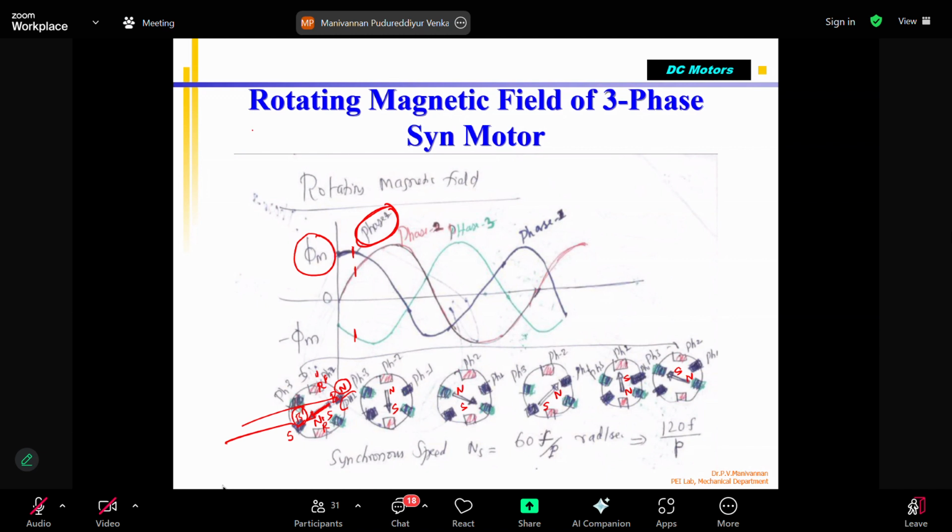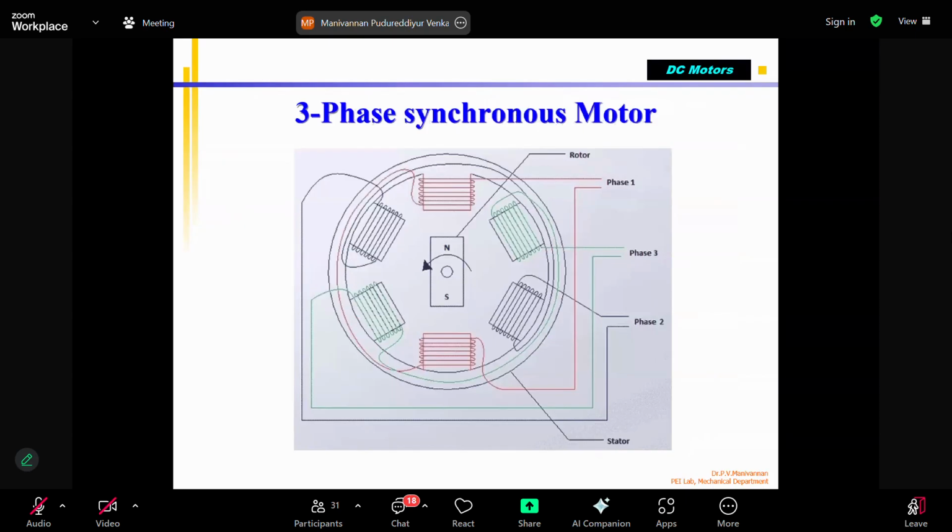Similarly, green this one. From this you can understand that at this time instant, the blue phase has the maximum magnetic field and it attracts the rotor magnet, correct? The rotor is a permanent magnet, as I already told you. Now, my blue phase becomes south. This is south, this is north. What will happen? This magnet will be attracted by this. Automatically, this will be attracted, because the south pole of the rotor is attracted by the north pole of the stator of the blue phase. Correct?